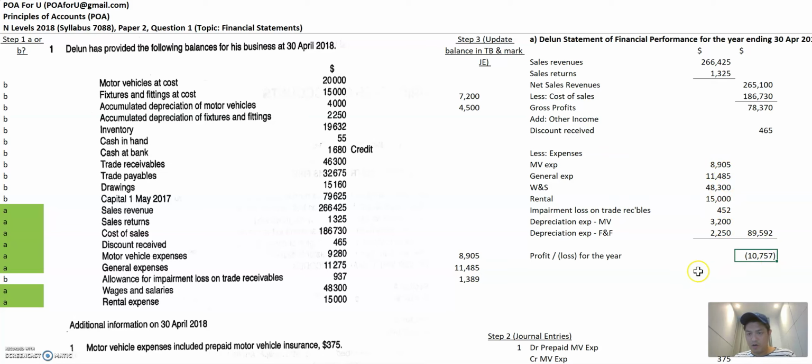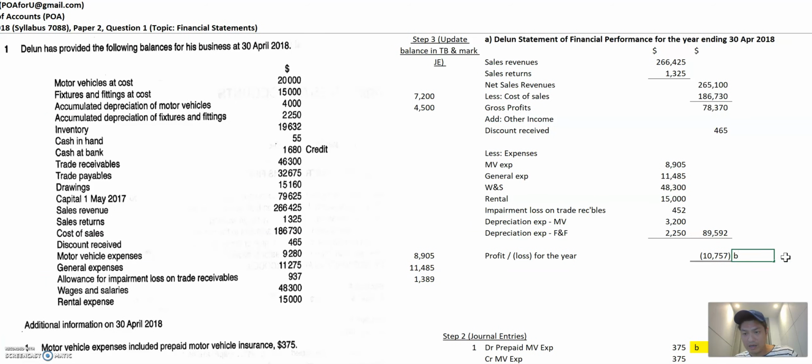So this profit and loss, you take the gross profit, which is the profits directly from the buying and selling of your products, plus your other income, which is discount received in this case, less all the expenses in the list. So you end up the year with a loss of 10757, right? Because it's negative. Okay, so this will go to B. I'm going to mark a B here because this will move into the statement of financial position in the equity section. And I'm going to show it to you now.